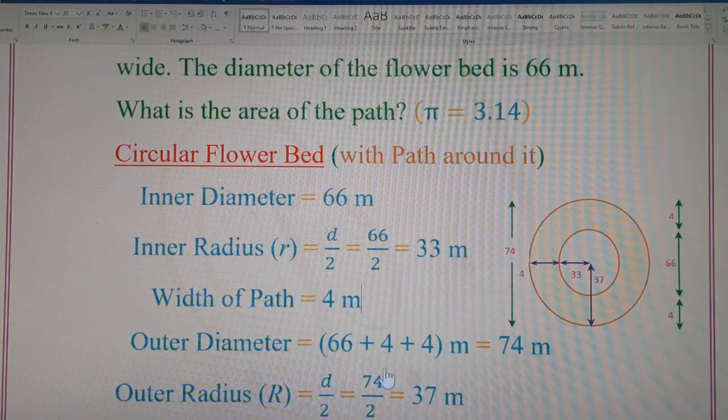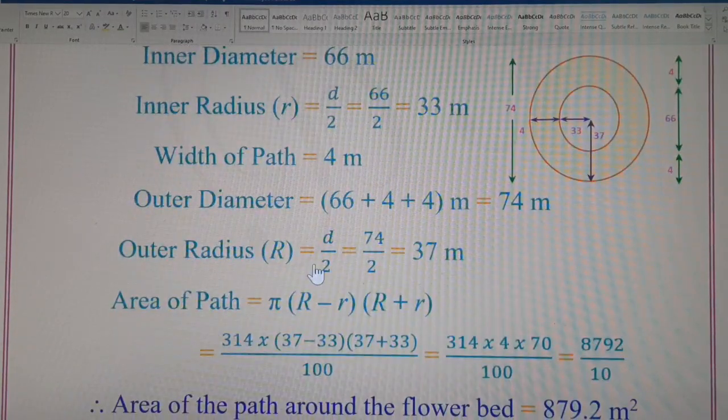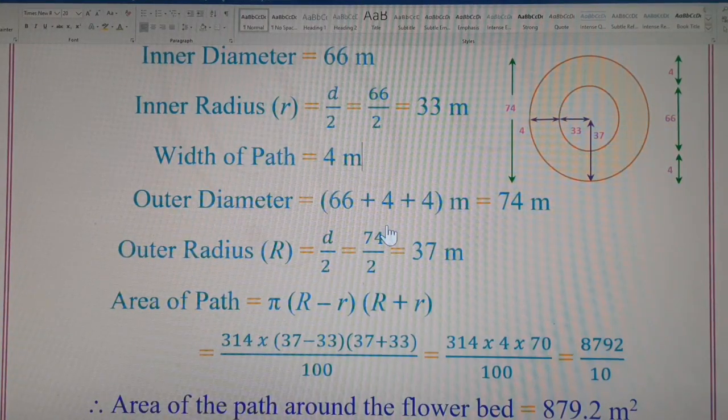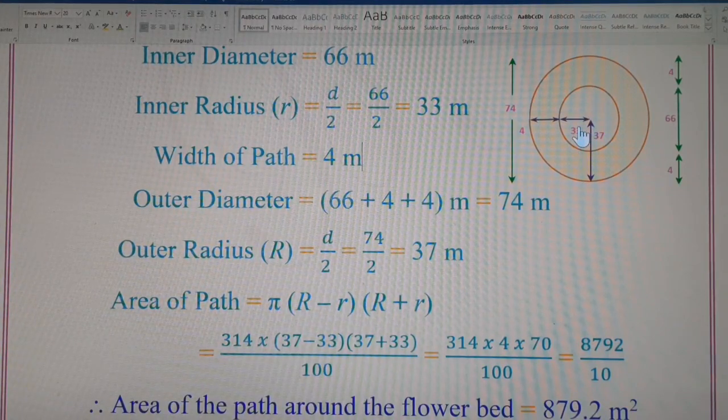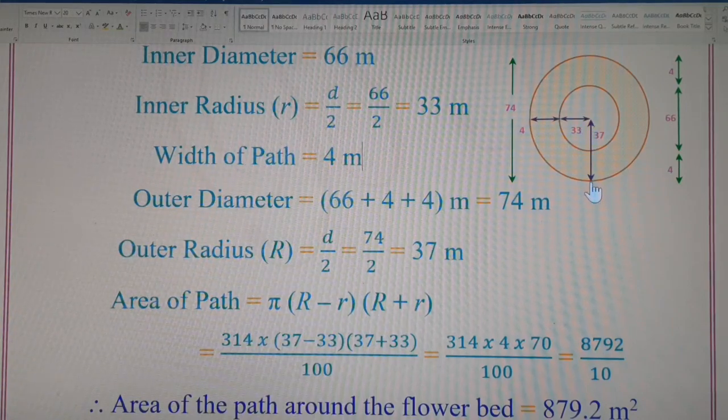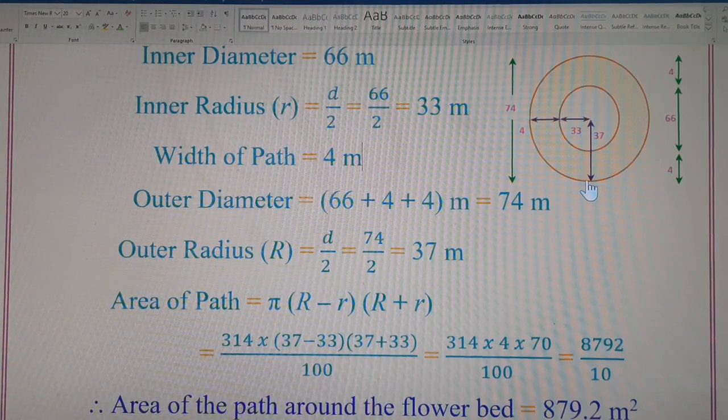Outer diameter is 74. So outer radius will be diameter upon 2. That is 74 upon 2, half of 74, that is 37 meter. So outer radius is 37 meter and inner radius is 33 meter. Inner radius is small letter r, that is 33 meter. Outer radius is capital letter R, that is 37 meter. So from the center point to this point on the outer circle, that distance is 37 meter.